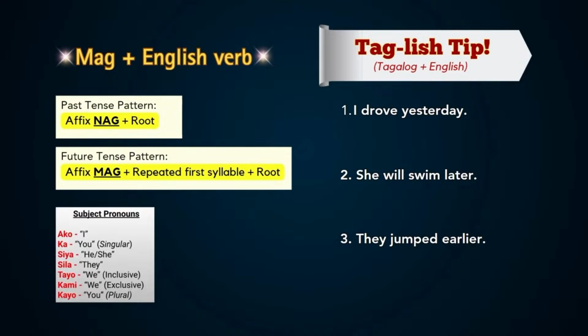So let's take a look at number 1, I drove yesterday. What if I told you to use mag-drive? Now conjugate it in the past tense because it's drove. I drove yesterday. It would be nag-drive. Nag-drive ako kahapon. I drove yesterday. Nag-drive ako kahapon. So see, we are just using the pattern that we've already learned and using this mag plus an English verb. So go ahead and try number 2 and 3.